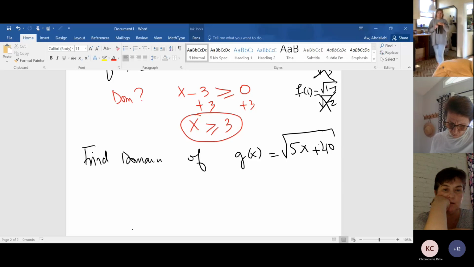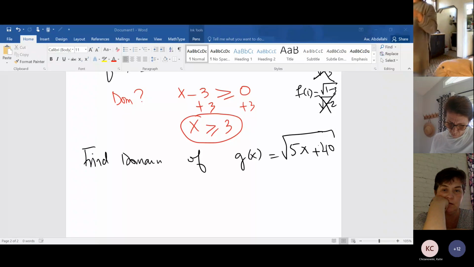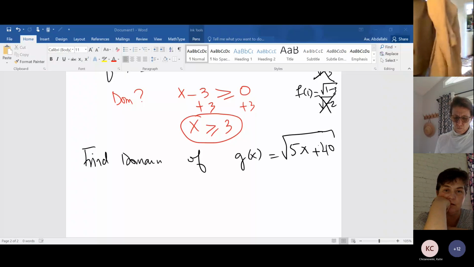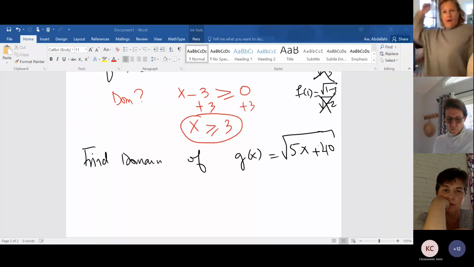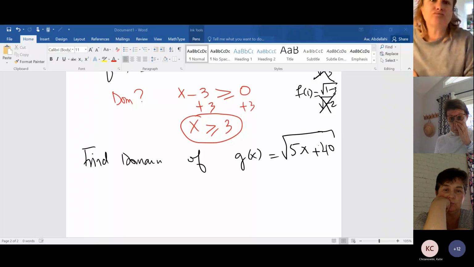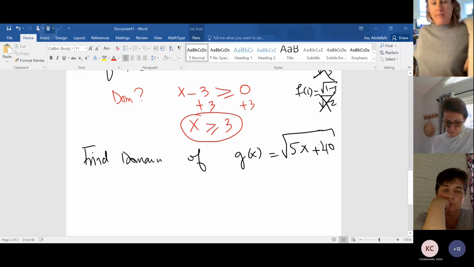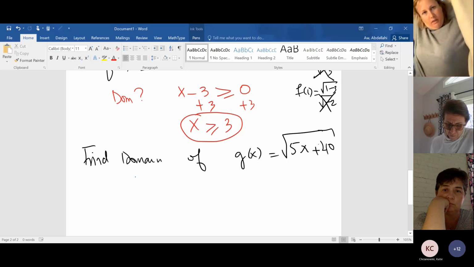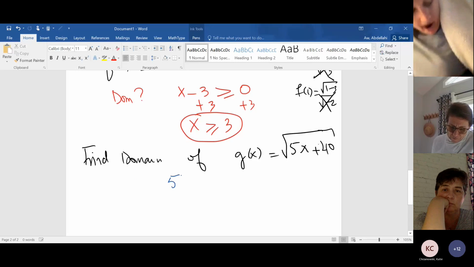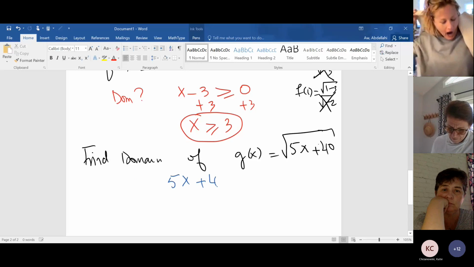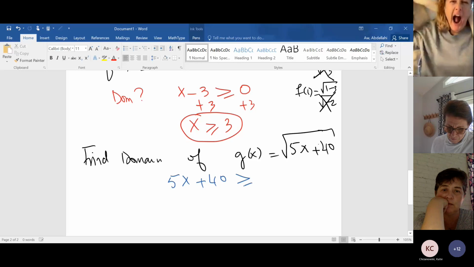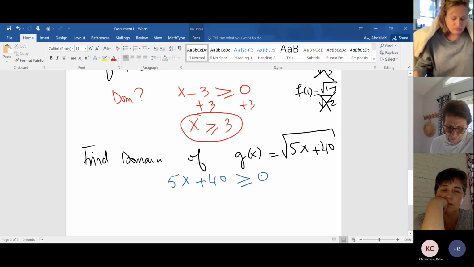Whatever is under the square root must be set greater than or equal to 0, right? So we have to set 5x plus 40 greater than or equal to 0.